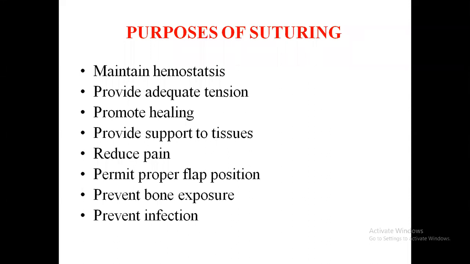Then the next one is to promote healing. Why we suture is so that the wound will be healed. We don't want that area to remain open. We want proper integrity of the skin. For that reason, we go for suturing whenever there is an open wound, deep wound, or deep cut. Then to provide support to the tissues. Since suturing is used to close the wound, it will provide support so that the tissues will get attached to each other. Then the next one is to reduce pain.